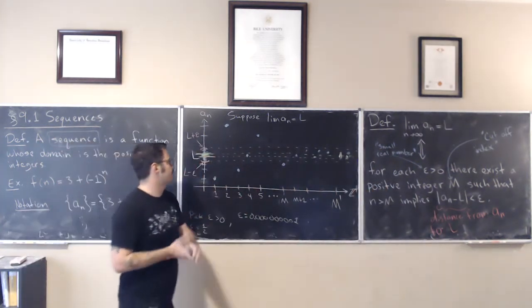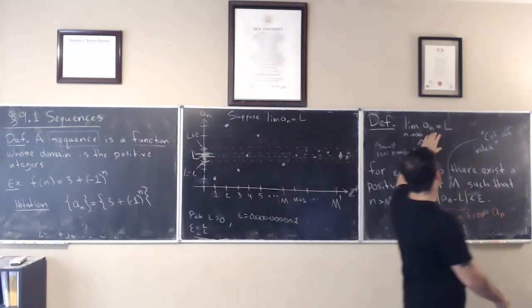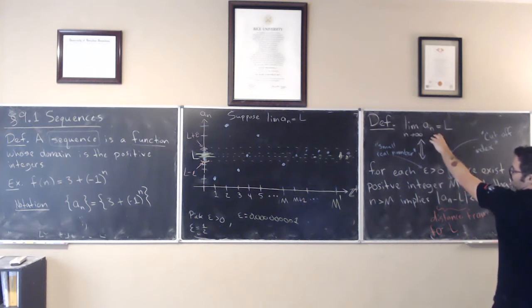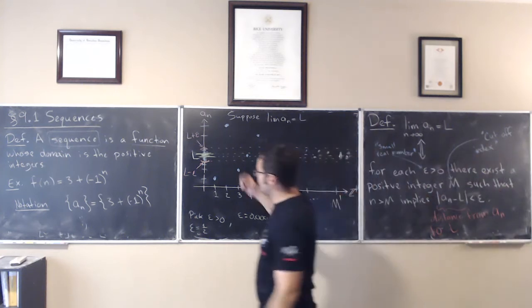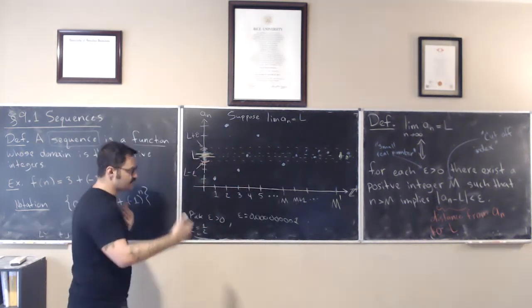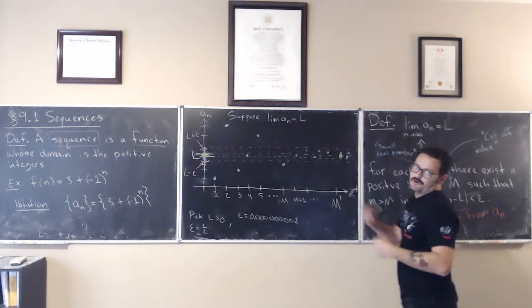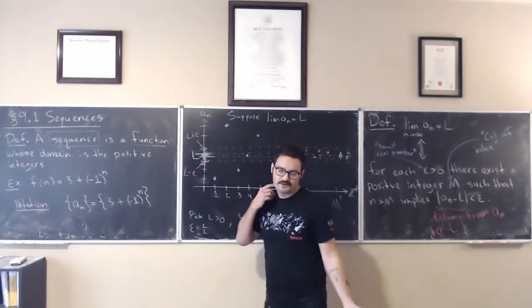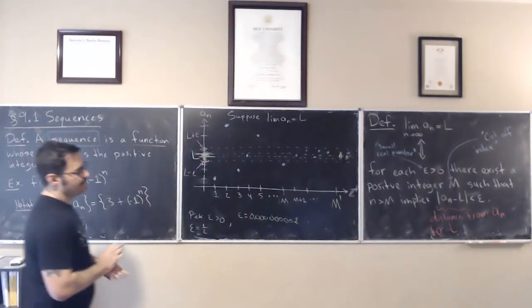As you go off to infinity, no matter how small of an interval you pick, if this is what's true, it better satisfy this definition. So no matter how small of an interval you pick around L, eventually, far enough down the line with your indices, they all become very close to L. That's all that the definition is saying. Okay.